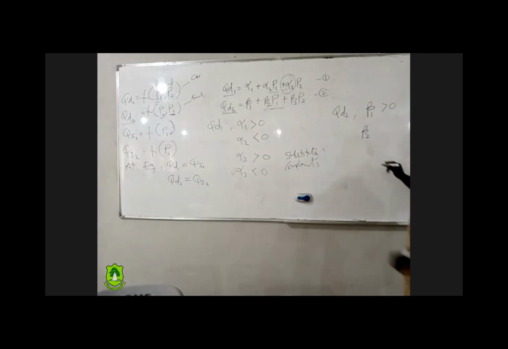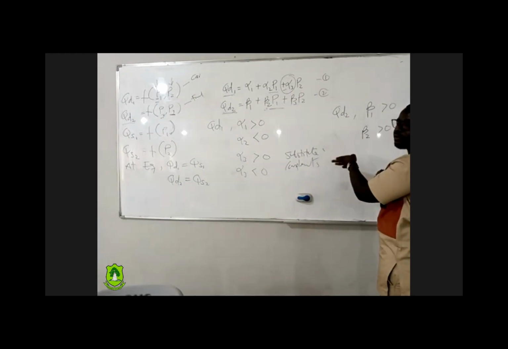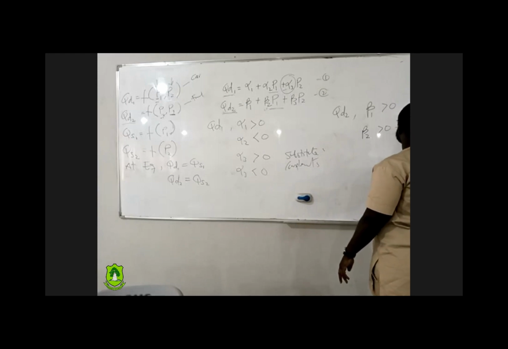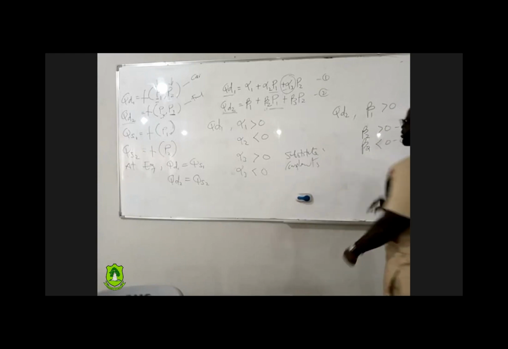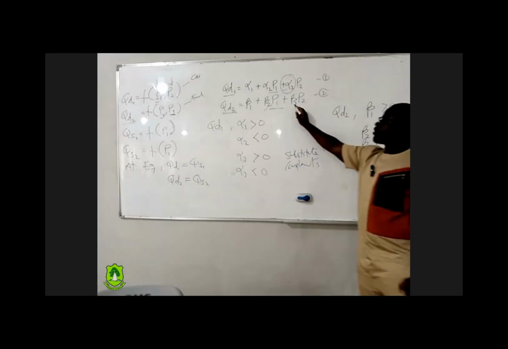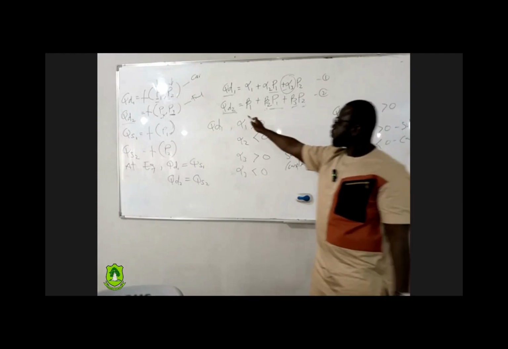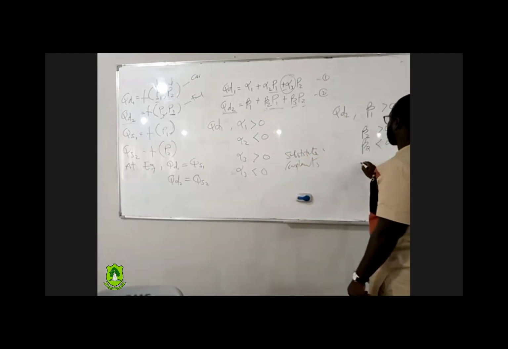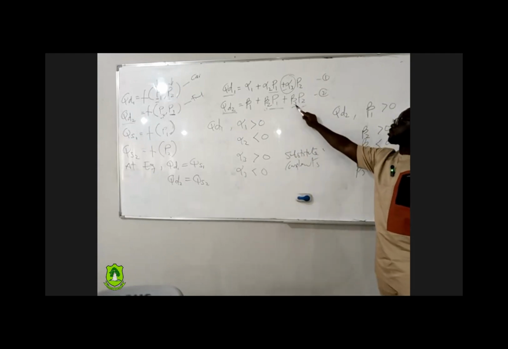Are we together? So the same thing. If it is positive, it means it is substitute. And if it is negative, it means it is complement. Are we together? And now beta 3 will be measuring the impact of the price of the good itself. So beta 3, will we expect this one to be positive or negative?